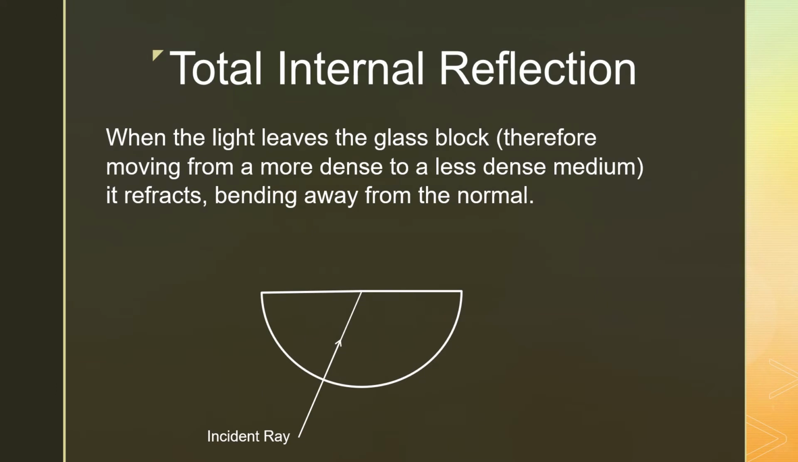Okay, so what happens when that ray of light tries to leave that glass block? It refracts. Now, we obviously need a normal on there, which I've now added. And if you think back to our last lesson, when a ray of light goes from a more dense to a less dense medium, it bends away from the normal. So our angle of incidence here is going to be smaller than our angle of refraction here. We're bending away from the normal.